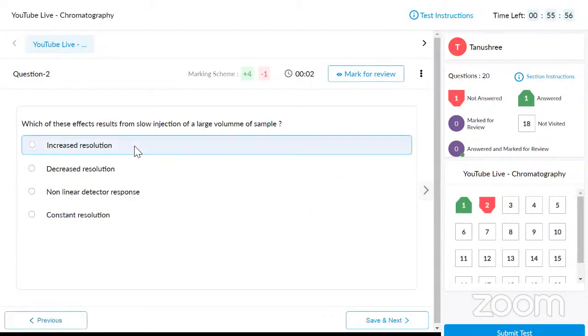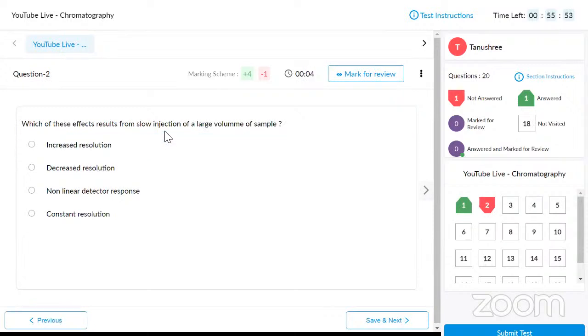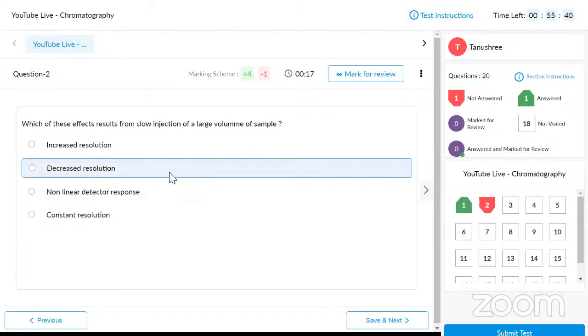Next question: which of these effects result from slow injection of a large volume of sample? Option A is increased resolution. Option B is decreased resolution. Option C is non-linear detector response. And option D is constant resolution.